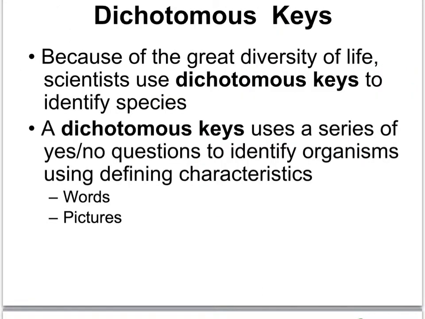A tool that scientists use in the field to classify organisms is called a dichotomous key. Because of the great diversity of life, scientists use these dichotomous keys to identify species. A dichotomous key uses a series of yes or no questions to identify organisms using defining characteristics, such as words or pictures. They are called dichotomous keys because they always have two choices. You can either go to this choice or you can go to the other choice. Or it's either yes or no.